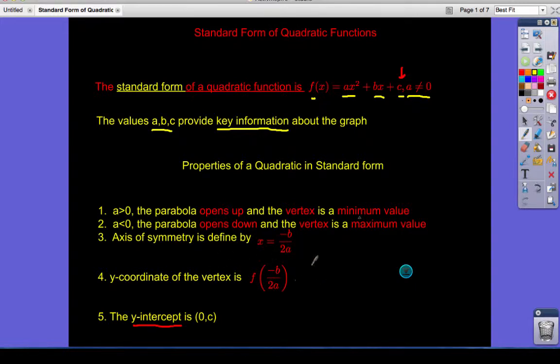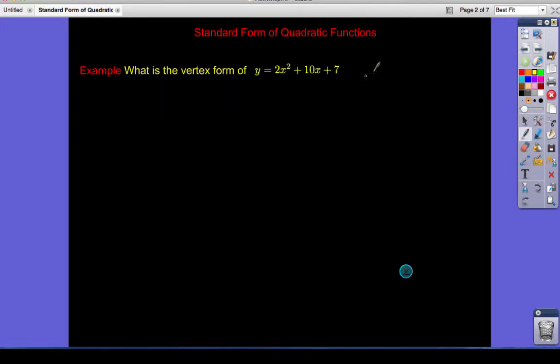The vertex is then f of that value, because the x-coordinate of the vertex matches the axis of symmetry, so those are the same. You would have f of negative b over 2a. If you plug negative b over 2a into your function, you're going to find the y-coordinate of the vertex. And I already talked about the y-intercept being 0c. We're going to be looking at these properties of quadratics and be able to find different things. So let's go ahead and look at our first example.